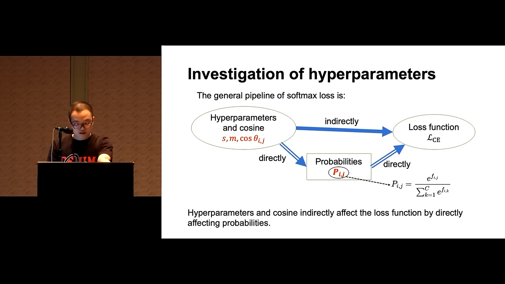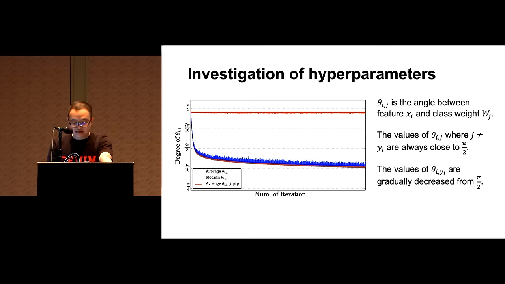Based on the hyperparameters S and M, and the cosine similarities between features and class weights, the conventional softmax loss first obtains the probability that face i belongs to class y, and then computes the loss values. We observe that the angles between faces and their corresponding ground truth classes, theta i,yi, are more important for training, which are the blue curves here. And they gradually decrease during training, while other angles almost always remain around half pi.